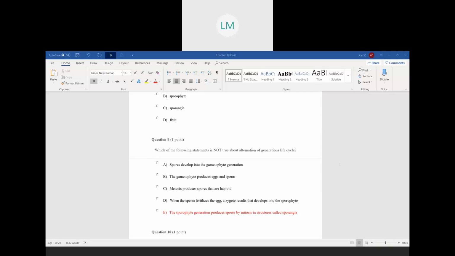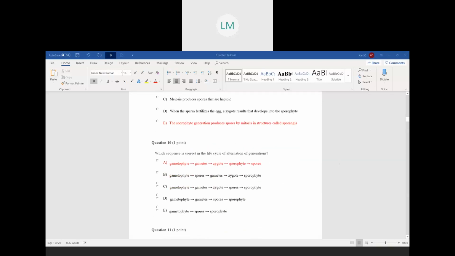D says when the sperm fertilizes the egg, a zygote results that develops into the sporophyte. That is also true. We have those gametes that fertilize to create that unicellular diploid zygote. Then that undergoes mitosis to develop into the sporophyte, the multicellular diploid structure. Choice E says the sporophyte generation produces spores by mitosis in structures called sporangia. The sporophyte does produce spores in structures called sporangia, but those spores are produced by meiosis. So that's why E is not true.